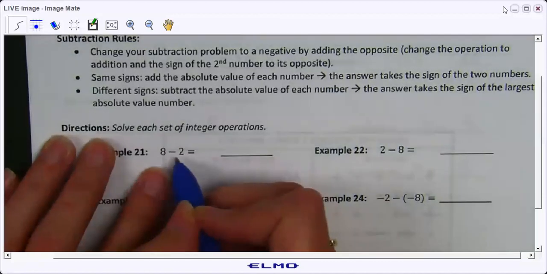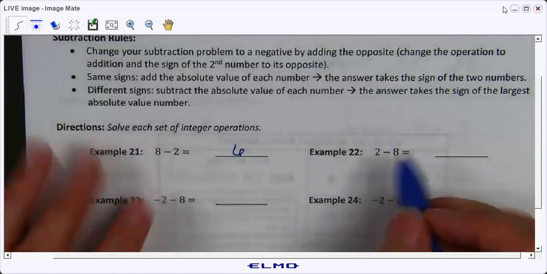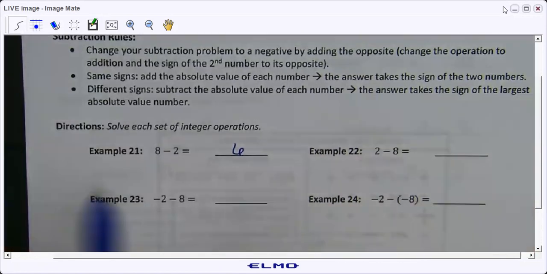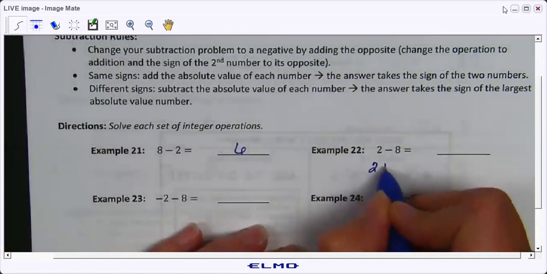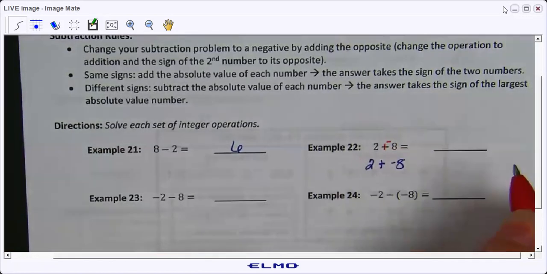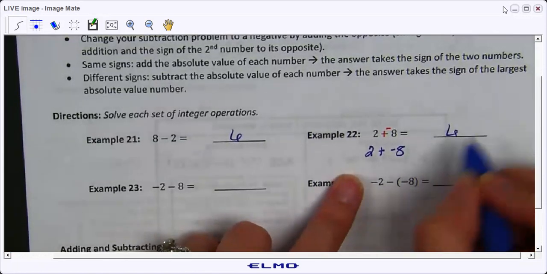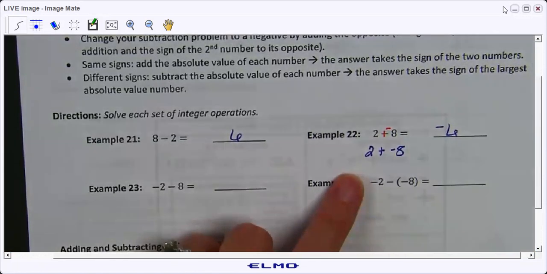Okay, 8 minus 2 is 6. That's a normal subtraction problem. 2 minus 8, I'm going to change this to 2 plus a -8. I can even write it like that. And since my signs are different, I subtract and I get 6. My larger number is negative. I make it negative.